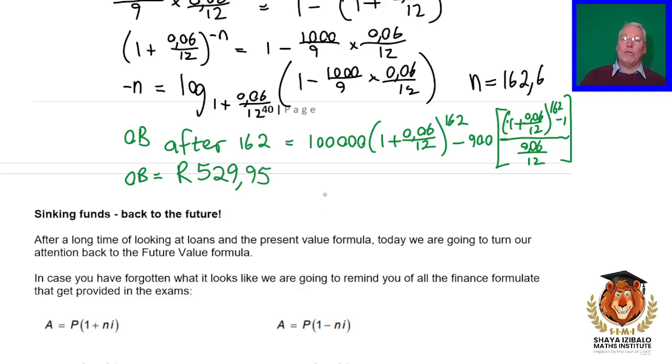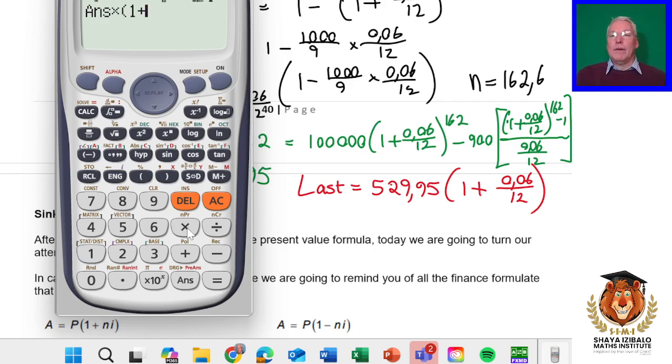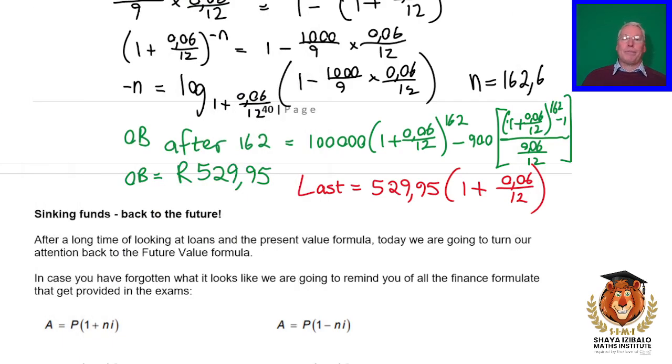529.95. Now remember, what we've got to do for that, to get the last payment, is we must add 1 month's worth of interest. So the last payment will equal 529.95 times 1 plus a 12th of 6%. Okay, so let's just quickly do that. So we're going to go that times by brackets 1 plus 0.06 over 12, and we get 532 and 60 cents. So the last payment only needs to be 532 rand and 60 cents.